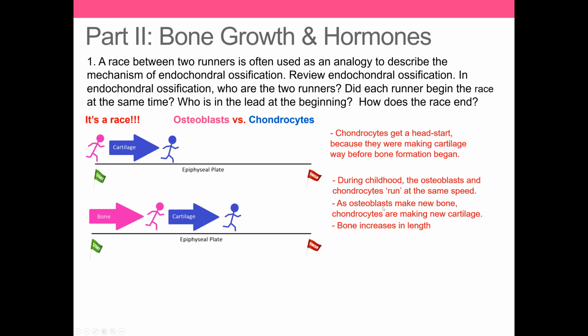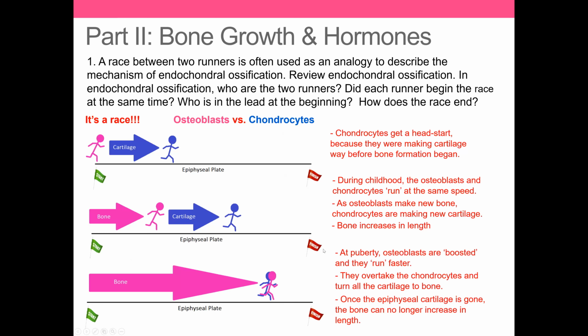As osteoblasts make the new bone, chondrocytes are making new cartilage. And as long as this process happens, the bone can increase in length. So the chondrocytes just keep getting out ahead, and the osteoblasts keep following behind at a set length.